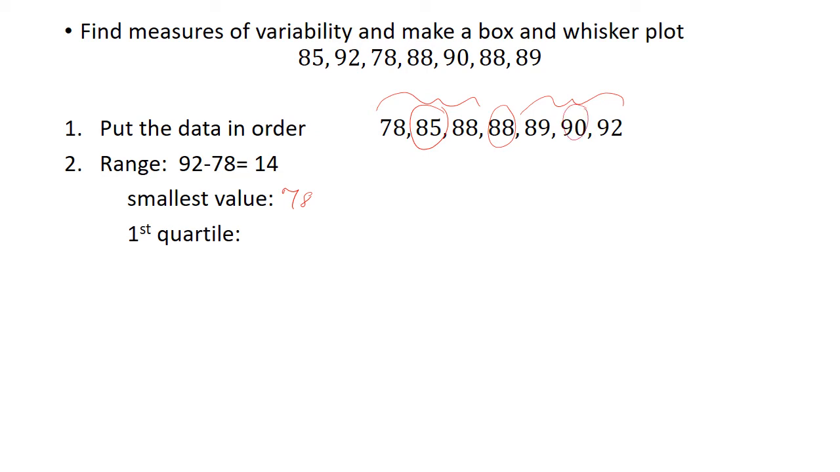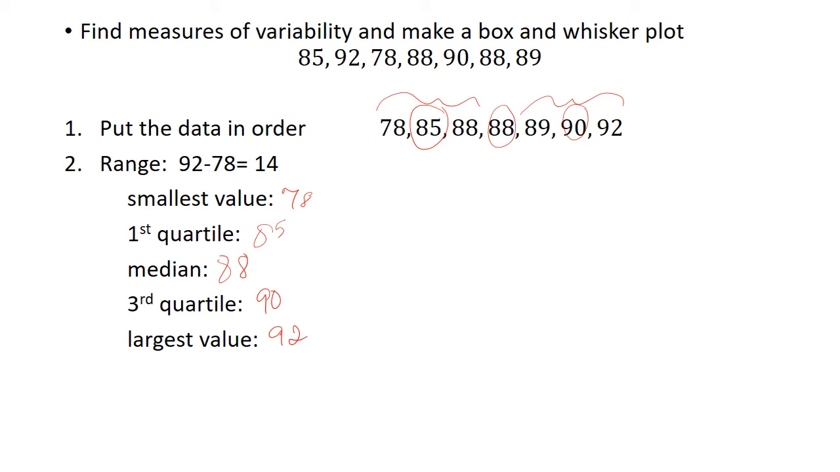So our first quartile is going to be 85. Our median would be 88. Our third quartile is going to be 90. And our largest value is 92. So now we can plot these out.